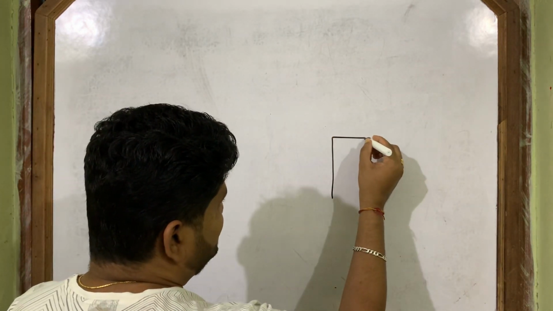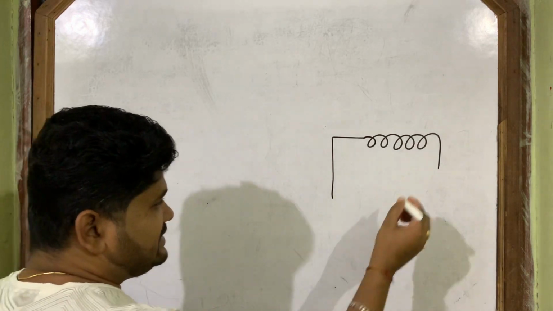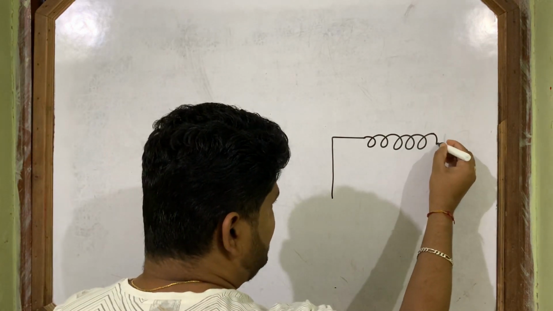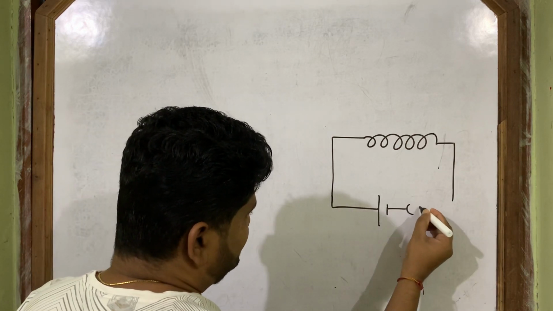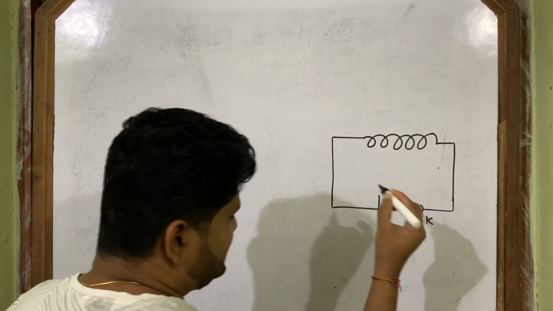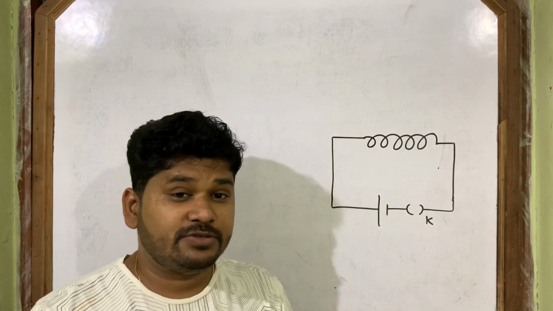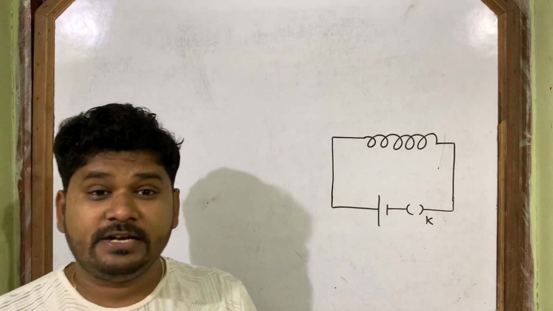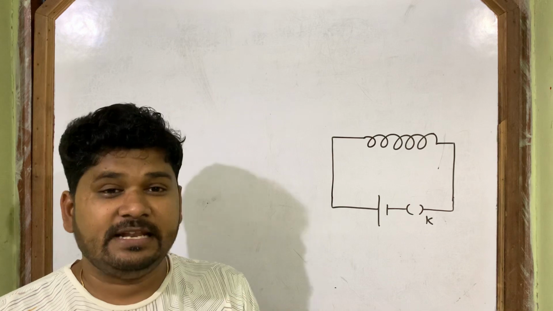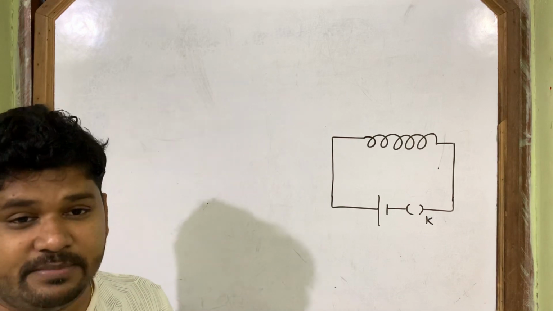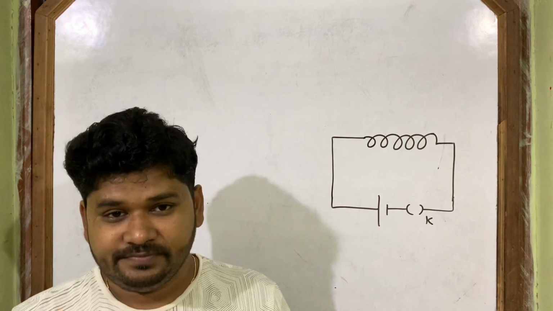So here is a simple circuit. One coil is connected to a DC source with a key. This is the key, this is the DC source. What do you mean by DC source? Direct current source. A simple cell available in the market can be a direct current source.